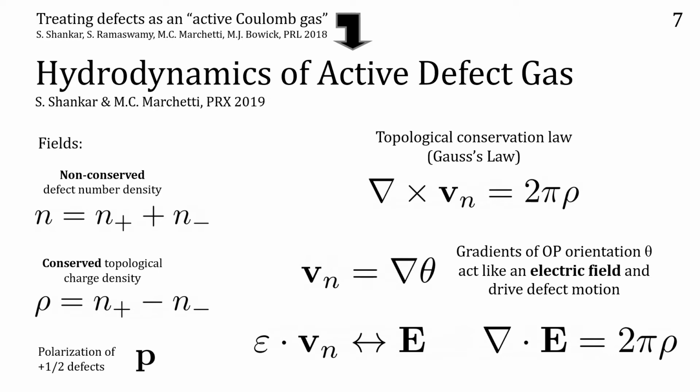An important feature of this theory arises from a topological constraint, which relates gradients in the phase of the nematic order parameter to the topological charge density ρ. This essentially results in an analog to Gauss's law, where we can relate the charge density to the divergence of an electric field, which we can see to be the rotated phase gradient, where epsilon here is the two-dimensional Levi-Civita tensor. So, phase gradients, which as we'll see can arise from spatial patterns of activity, act like electric fields and drive defect motion.